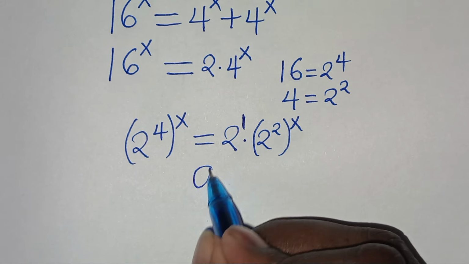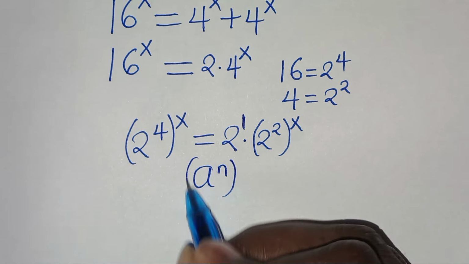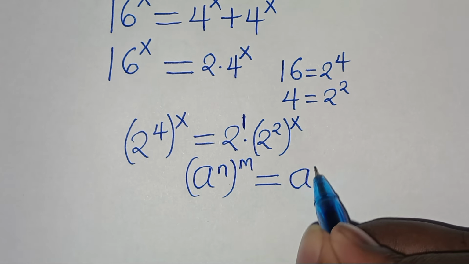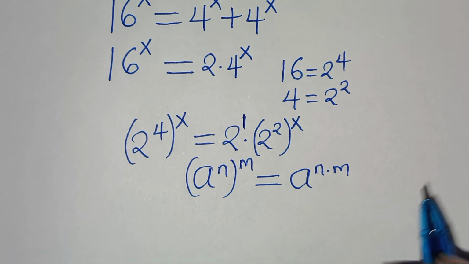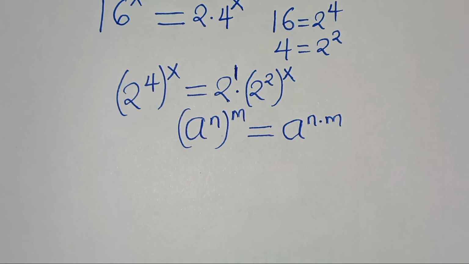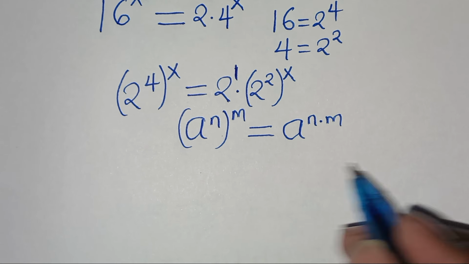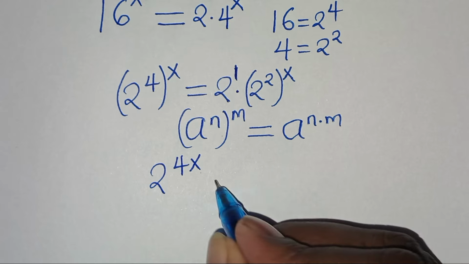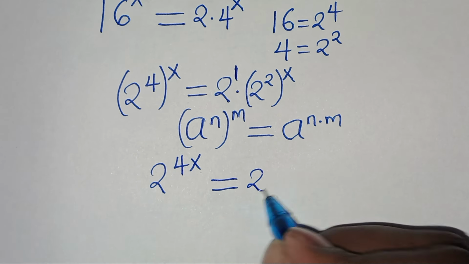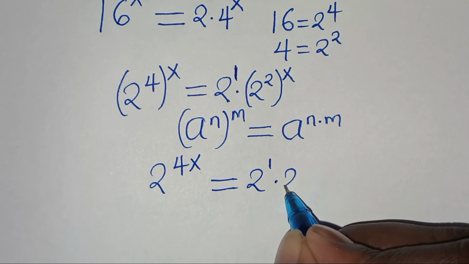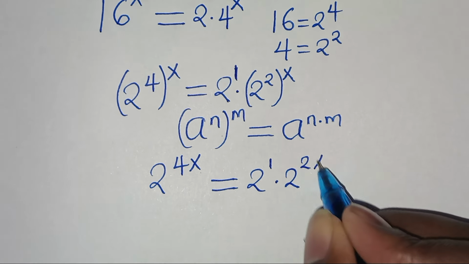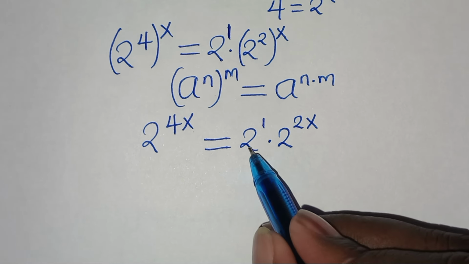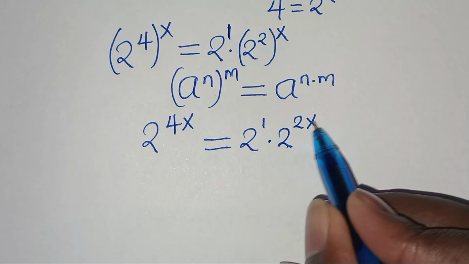This is in the form of a to the power of n raised to the power of m, which we can express as a to the power of n times m. Applying this exponent property, then we have 2 to the power of 4x. This is equal to 2 to the power of 1 times 2 to the power of 2x.